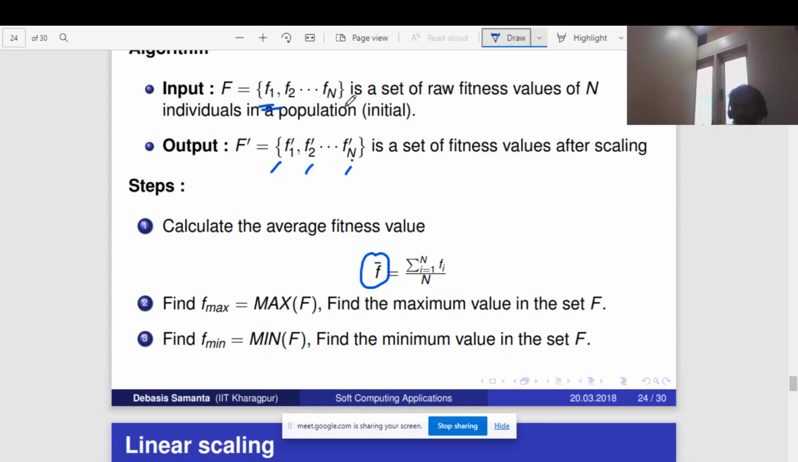F dash is nothing but the mean of all these, that is, f1 plus f2 plus up to fn divided by n, the number of individuals. So that is called f dash. Identify f dash, keep it, and then identify the individual whose fitness score is maximum. So f max is the max of all these f, and also identify the minimum, so f min is the minimum of f. So we have identified the mean of all these f, the max score, and the min score.